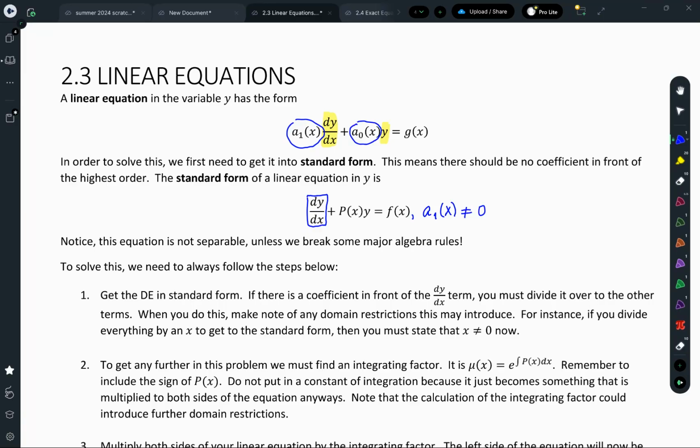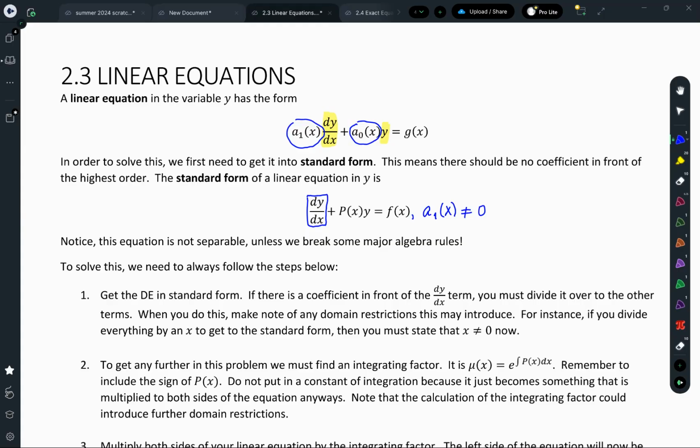This equation is not separable. And that's one of the biggest things to note about it, that there's no way for us to rewrite all the stuff that is separate from dy/dx so that we have a function of x times a function of y. The form is dy/dx plus some p of x times y is equal to some f of x.